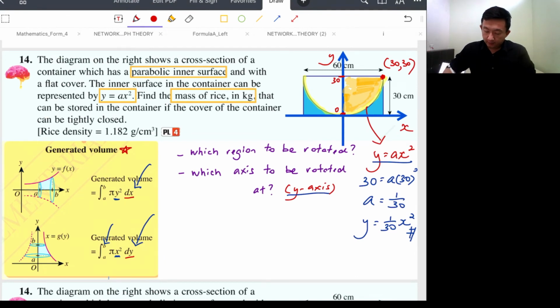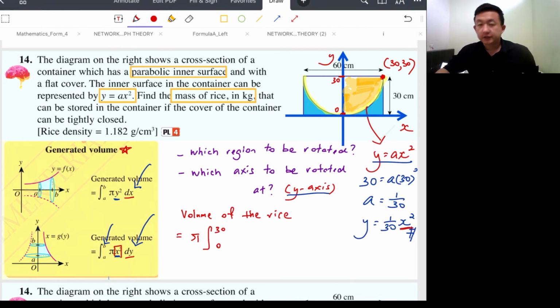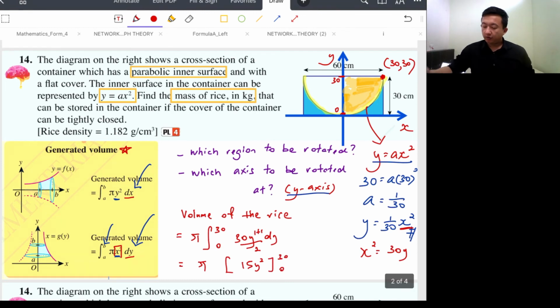So the volume of the rice, we can put pi outside, so you have the integral from 0 to 30 of x squared. This is your equation of the graph, so you need to express x squared as the subject. So you have x squared equals 30y. You replace x squared with 30y dy. Integrate. You should have 1 plus 1 divided by 2, so 15y squared, with 30 and 0 as the limits.